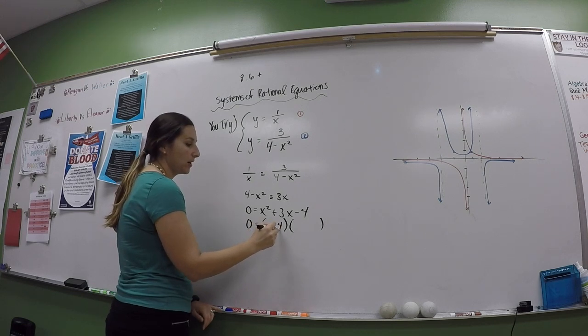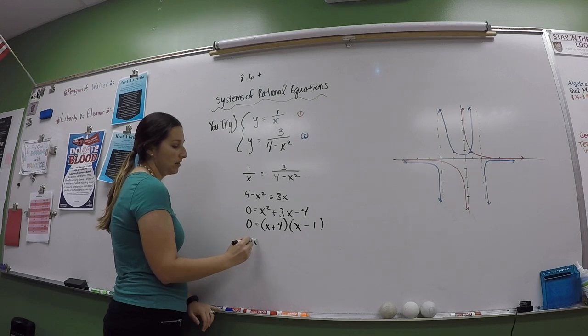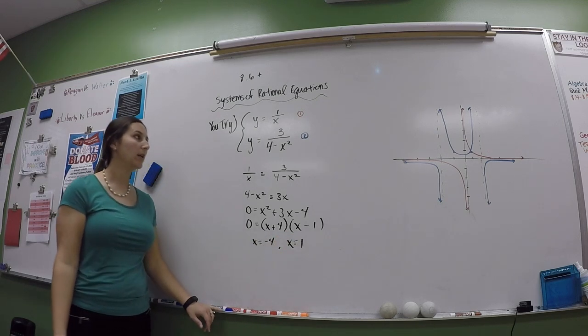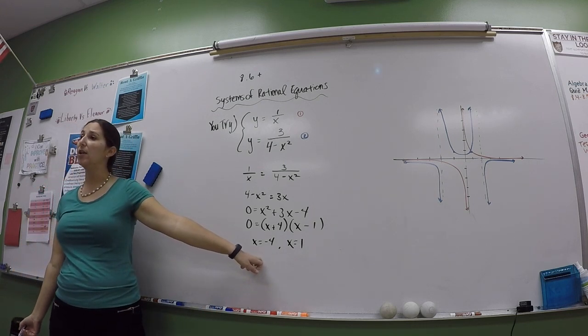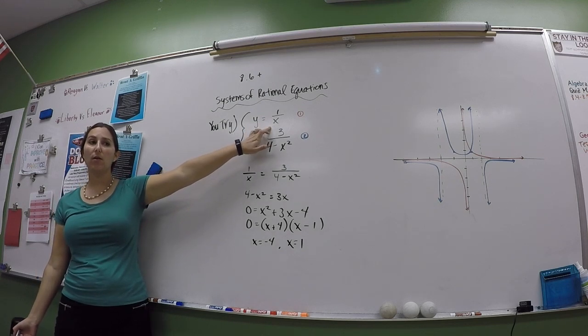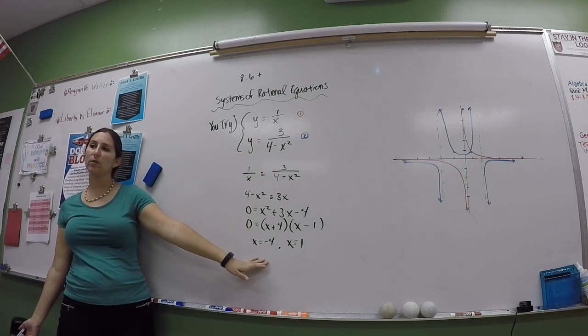So this is x plus 4, x minus 1, and then that means x is negative 4 and x is positive 1. Neither of those is a restriction. So real quick, the x restrictions would be 0, 2 and negative 2 for this one. Basically your asymptotes. These are not restrictions, so that's good.